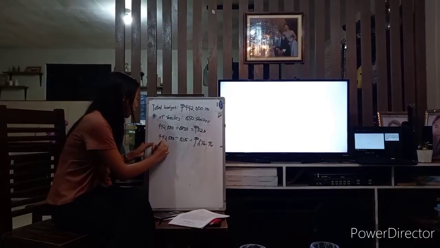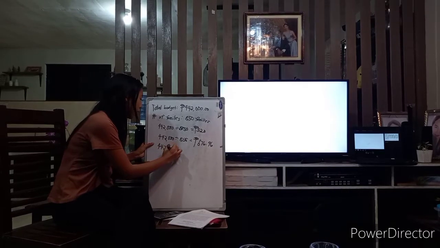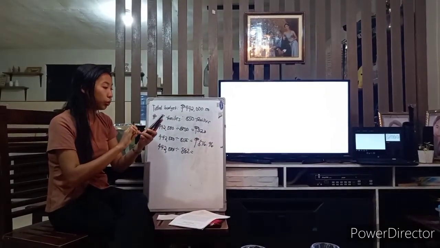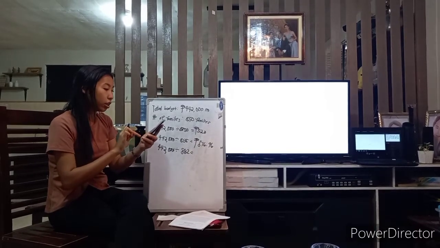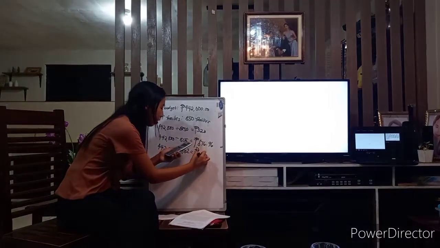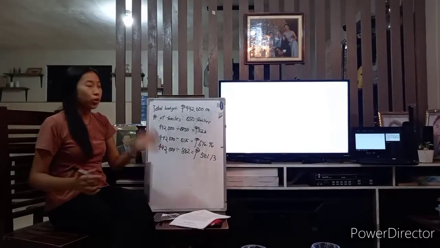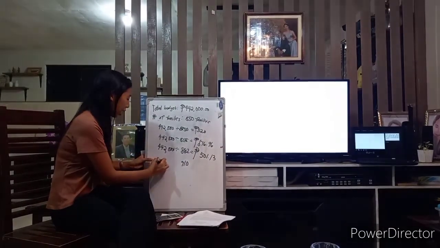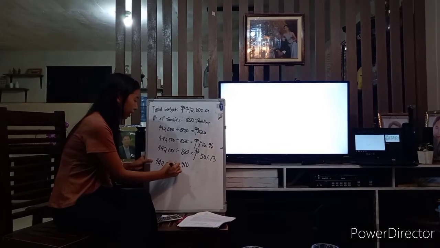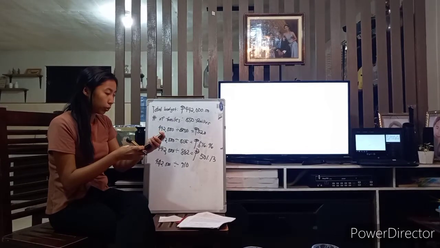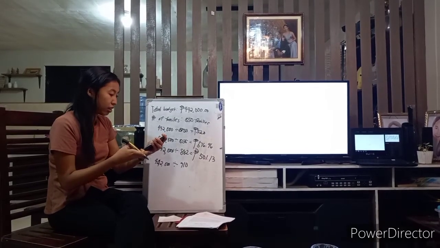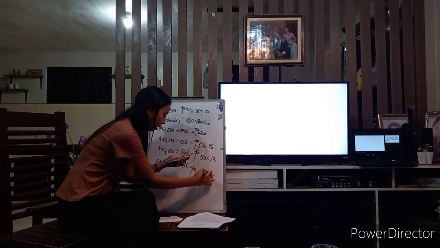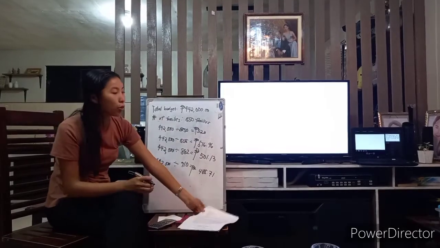Same thing, we're going to proceed. 442,000 divided by 882. So how much is the budget per family now? 442,000 divided by 882 pesos is going to be 501.13 pesos. On day number 3, they found 910 families. Same thing, 442,000 divided by 910, and that is equal to 485.71 pesos per family.